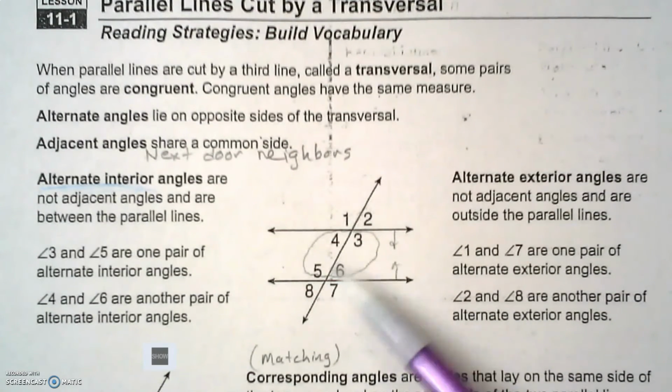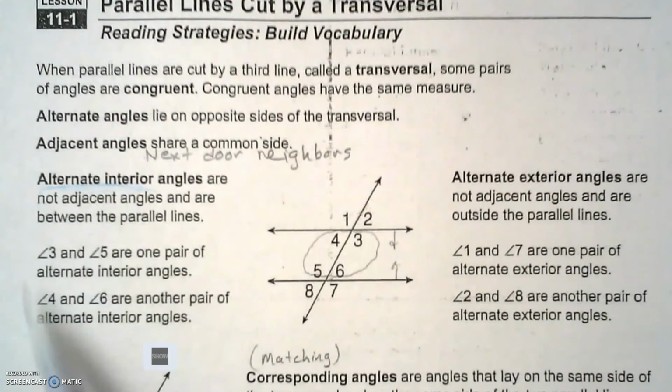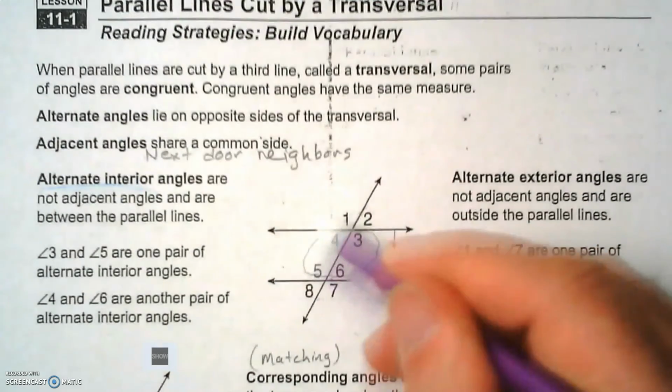And see how they're both obtuse? They're congruent. And 4 and 6. And that's all over here. 3 and 5 and angle 4 and angle 6.